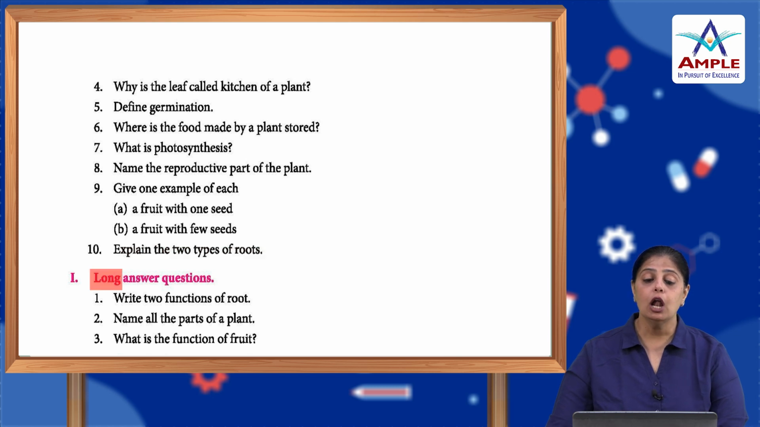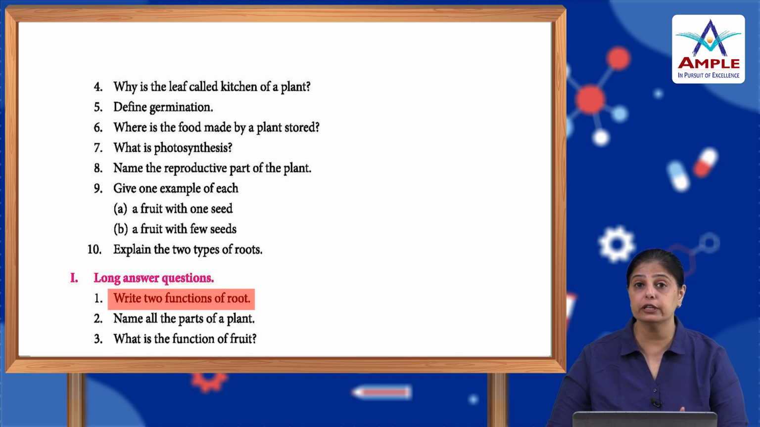Now long answer questions. Write 2 functions of roots. We have already known the different types of roots. Now you have to talk about the different functions of the root. They help the plant to be fixed to the soil. Also, the water and minerals are absorbed by the roots and then sent to the different parts of the plant through the stem.